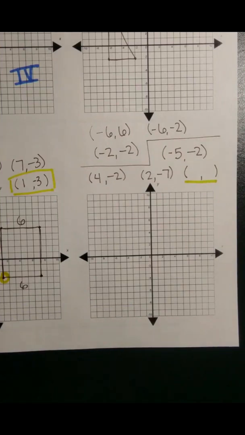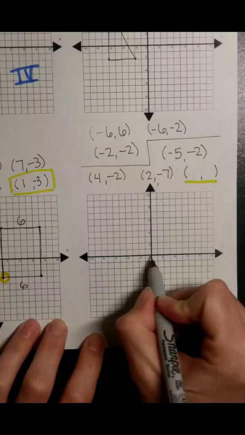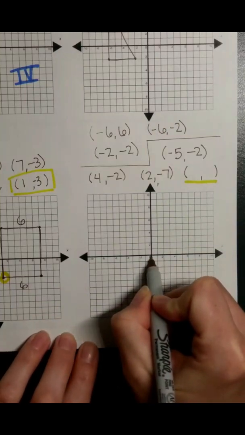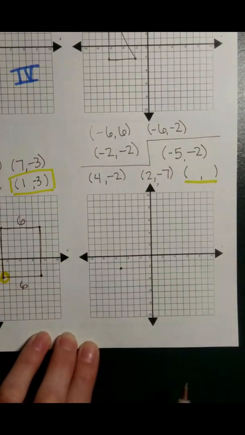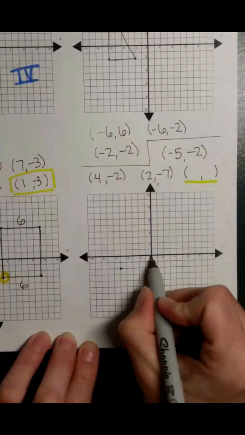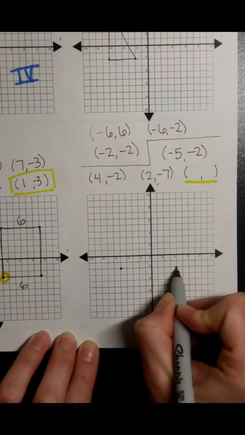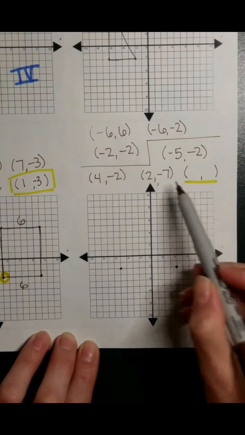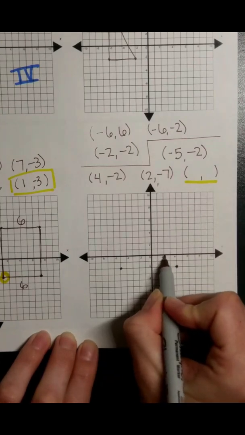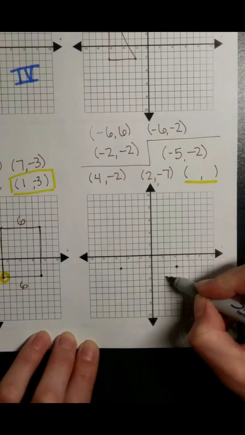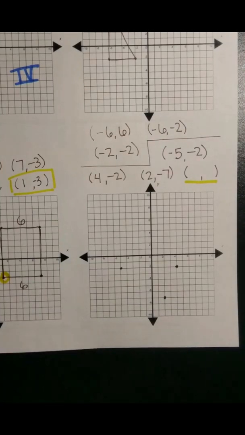Just like with the rectangle, we're going to start by plotting the 3 points we know. (-5, -2), starting from the origin. Negative 5 means go left 5 spaces. Negative 2, down 2. (4, -2), starting from the origin. 4 means go right 4 spaces. Then negative 2, down 2. (2, -7), starting from the origin. Right 2 spaces. Negative 7, so I'm going down 7. And those are my 3 given points.